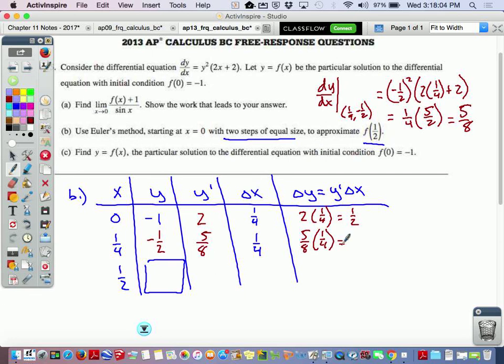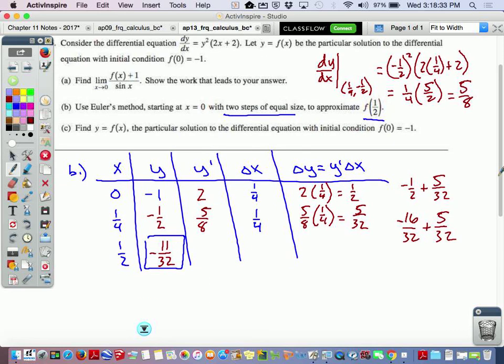So our delta y is 5 over 32. And then we've got negative 1/2 plus 5 over 32. We may need to do a little work on this side here. We'll find a common denominator. We'll write this as negative 16 over 32 plus 5 over 32. That gives us a value of negative 11 over 32. So our solution, our approximation, is that f of 1/2 is approximately equal to negative 11 over 32.